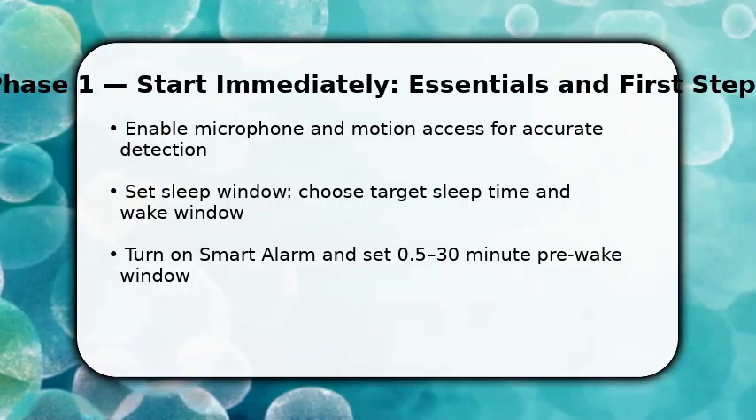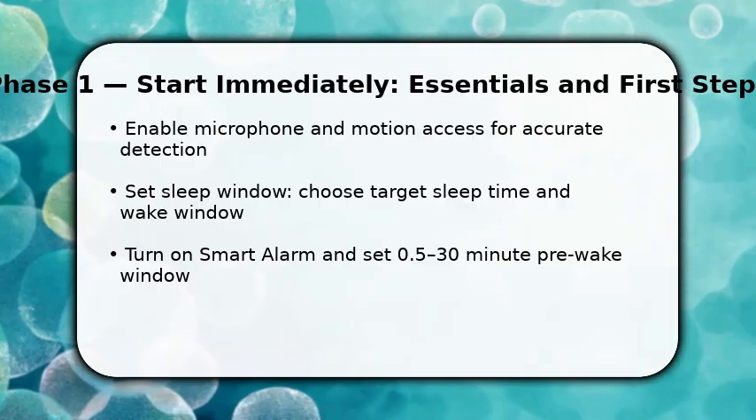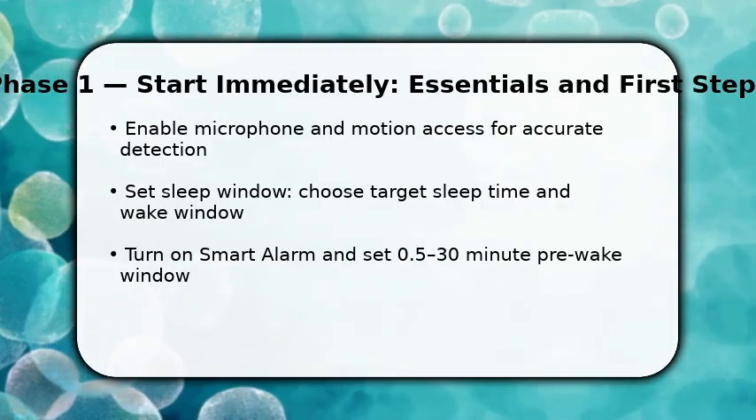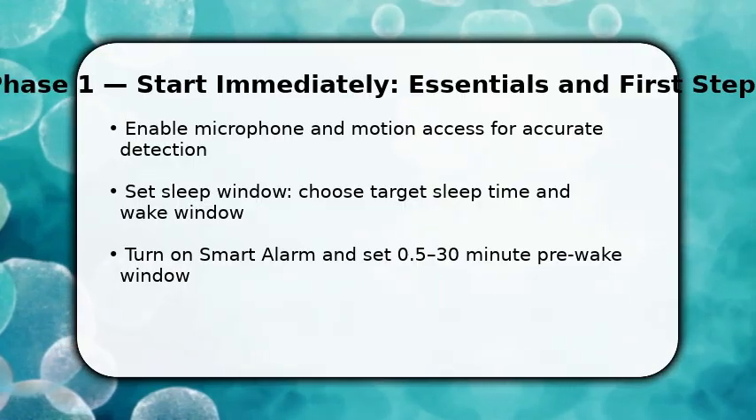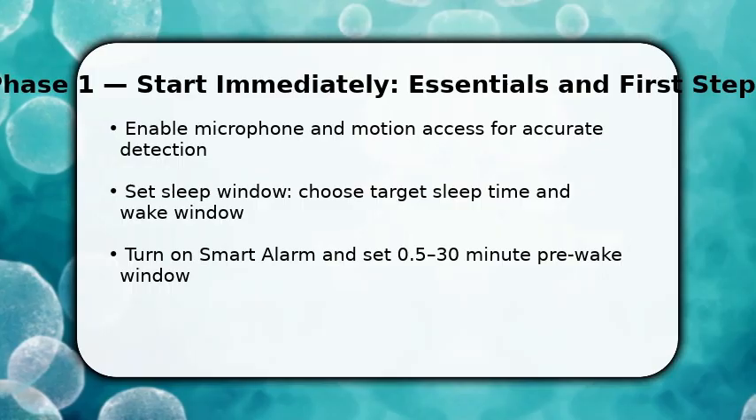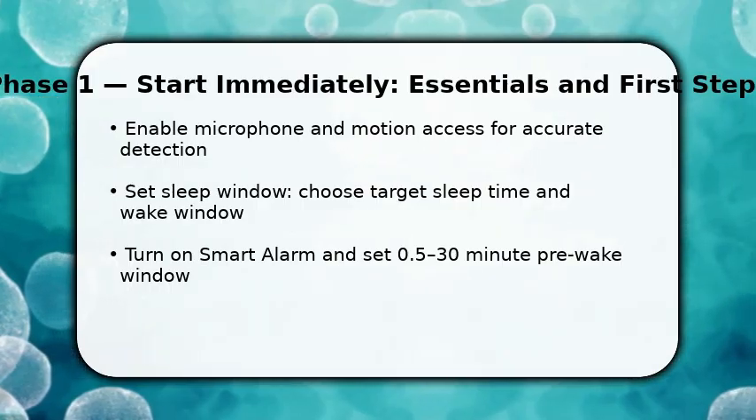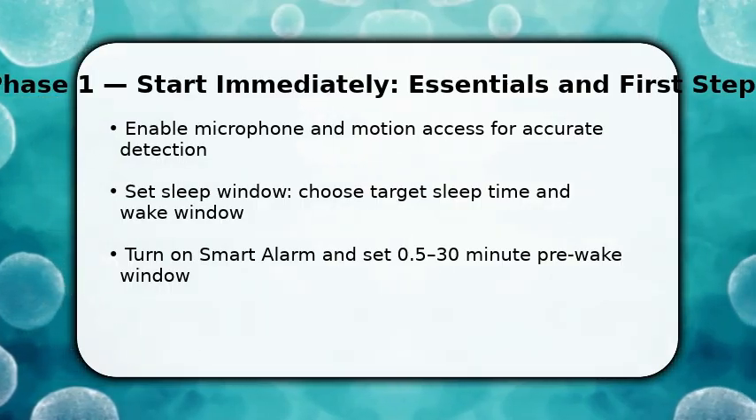Once done, enable the smart alarm and choose a pre-wake window from 5 to 30 minutes so the alarm detects light sleep and wakes you gently. This ensures the algorithm has data to find your optimal wake point, rather than jarring you out of deep sleep.